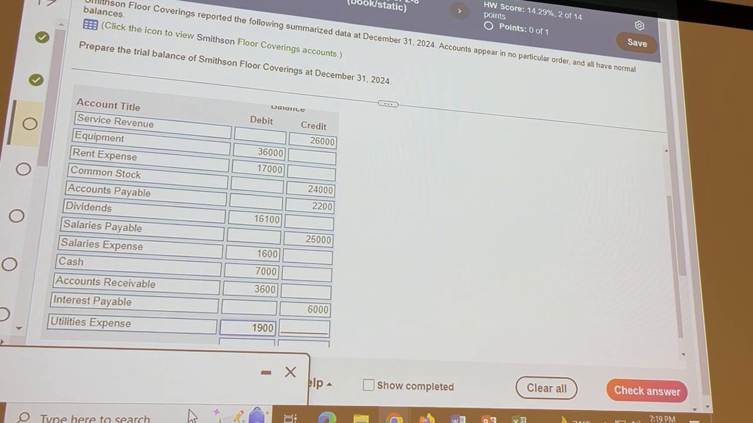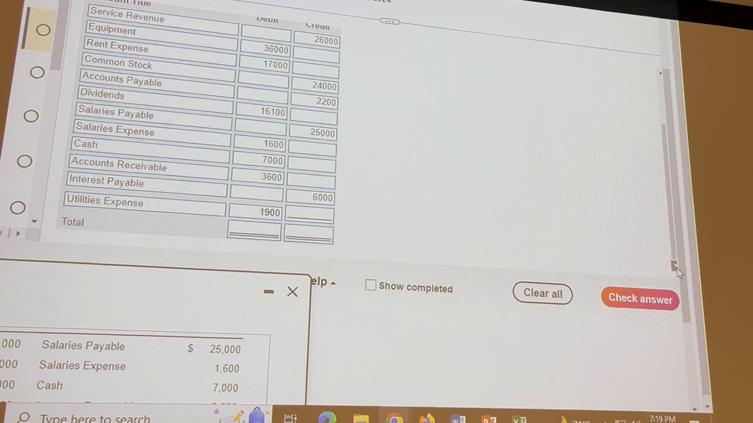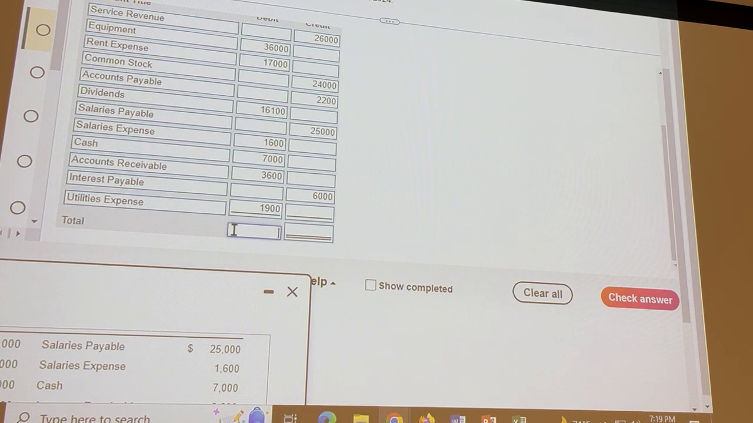So now, if we were to add up everything in each of the 2 columns, each of the columns should come to 83,200.